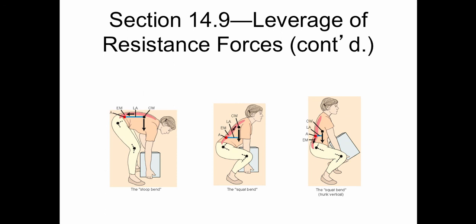Which of these is the safest method for lifting a heavy object? A, B, or C? The squat bend with the trunk remaining vertical is the safest method for lifting the heavy object. C. This concludes our lecture for the first part of Module 6.